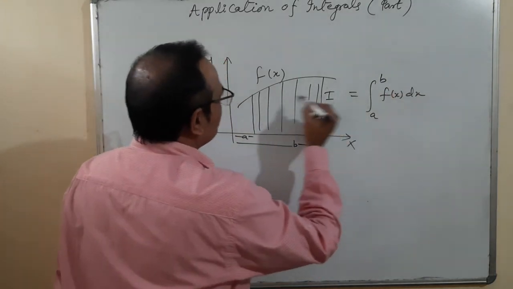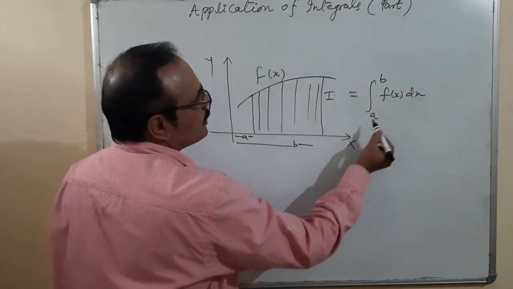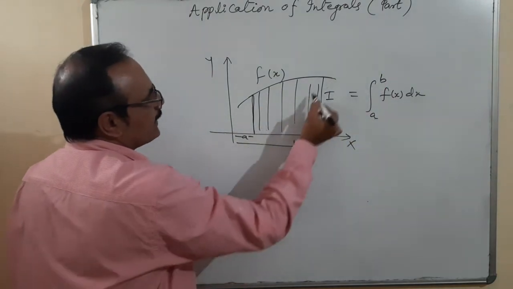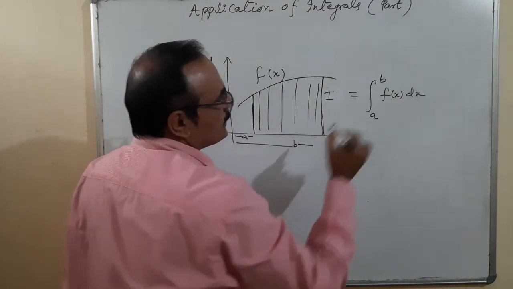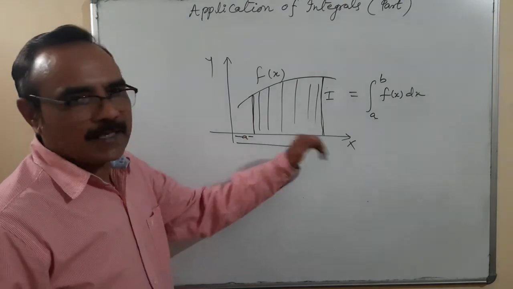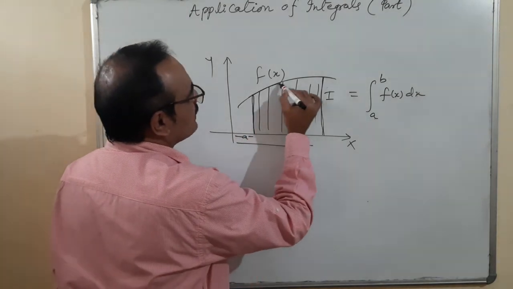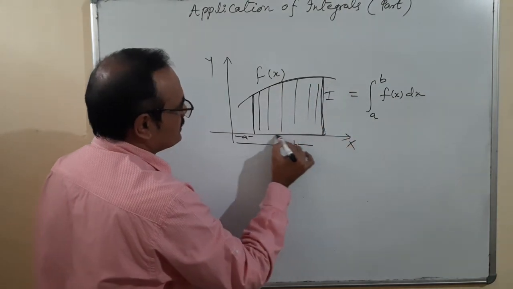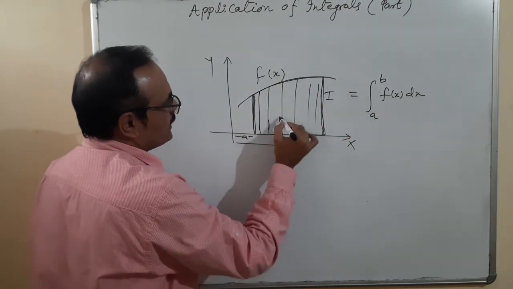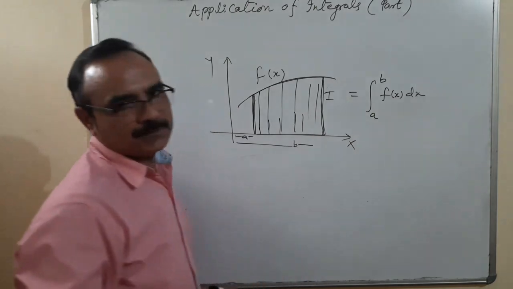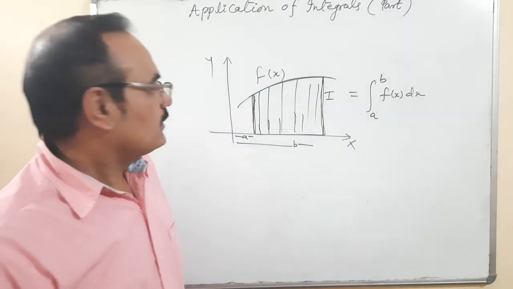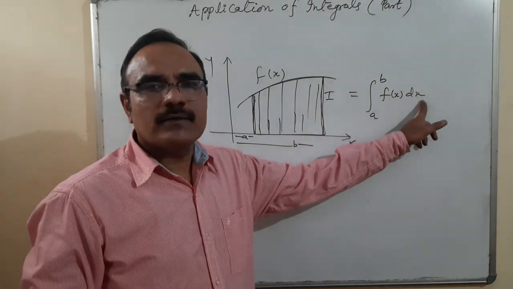This is the function f of x. There are two limits, a to b, it is a and it is b, and integration is with respect to x, that means along the x-axis. So this is the mechanism: automatically the area from here to the x-axis, this area, we will get while using this term. Okay? Because here we have taken dx.